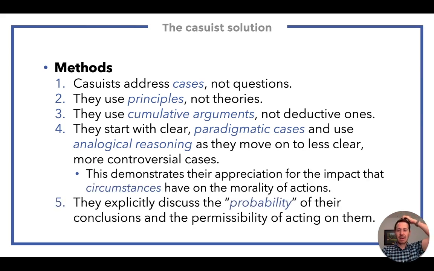And finally, casuistry explicitly discusses probability, the probability of their conclusions, and whether or not it's permissible to act on them. So I think this is an especially interesting part of casuistry, where casuists are always sort of saying, well, this argument is probable, but it's not the most probable conclusion. And that's kind of an interesting thing to say. I'm imagining, right, how would our students rank the probability of their arguments? That might be something that's interesting to get them to think about.